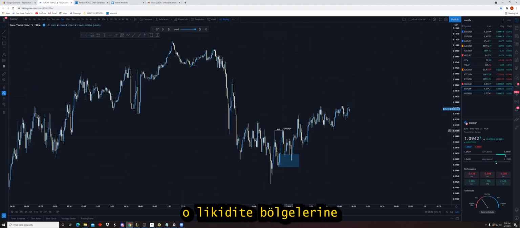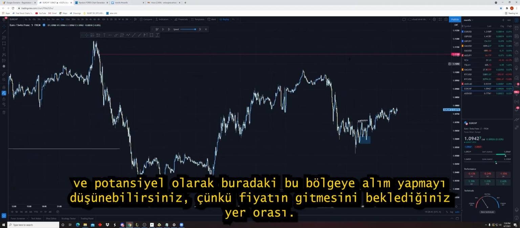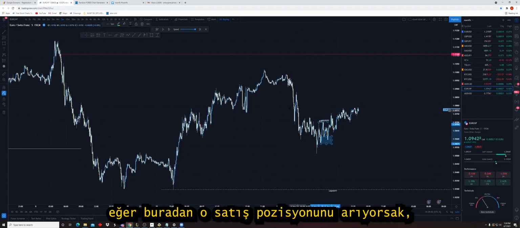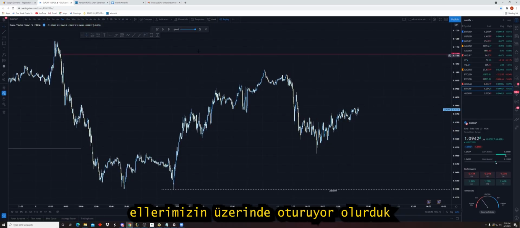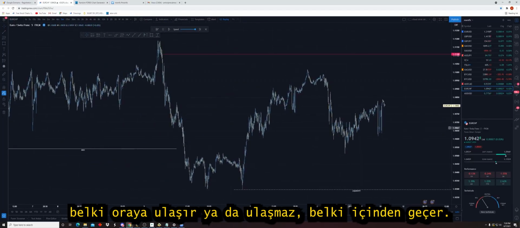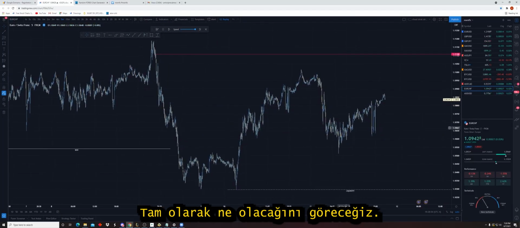And you can then look to buy into those liquidity zones and potentially into this zone here, because that's where you're expecting price to get. But the idea is we'd be on our hands if we're looking for that sell position from here. And we'd just be waiting for it to tap, right? And as we wait for it to tap, maybe it gets there, maybe it doesn't, maybe it goes through it. We'll see exactly what happens.